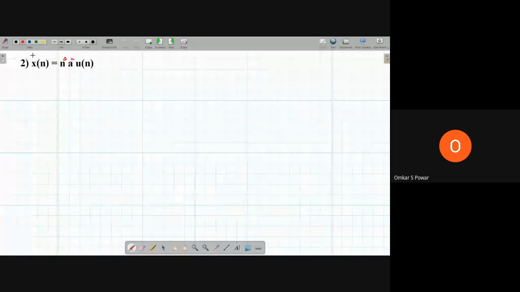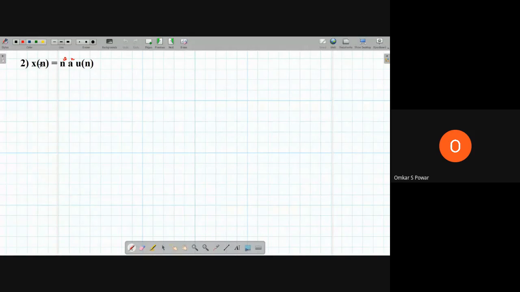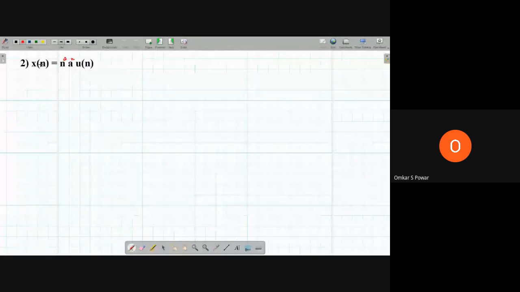We'll go to the second problem here. We have x of n is equal to n square a power of n into u of n. If you observe the problem, what can you observe?